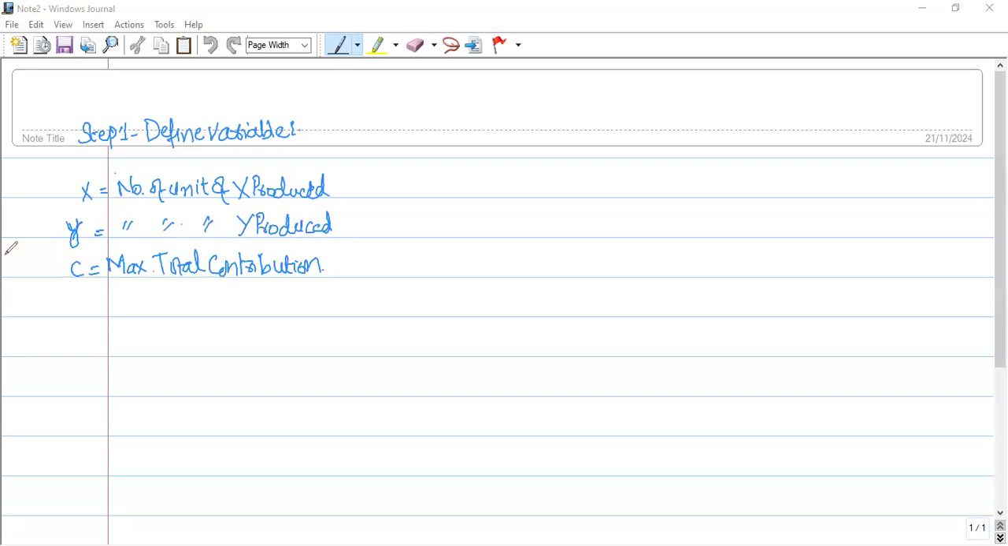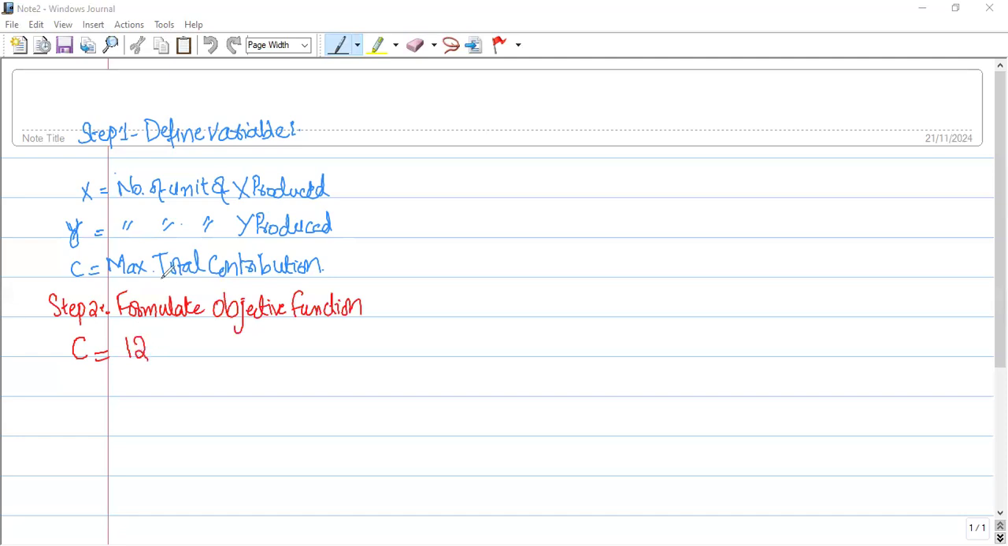Now, step 2 is formulate the objective function. What is the objective function of the organization? The main aim of the organization is to maximize the contribution. In the objective function formulation, we have to calculate our total contribution. C represents my total contribution. C is equal to the unit contribution of X. What is the unit contribution of X? X unit contribution is 12.